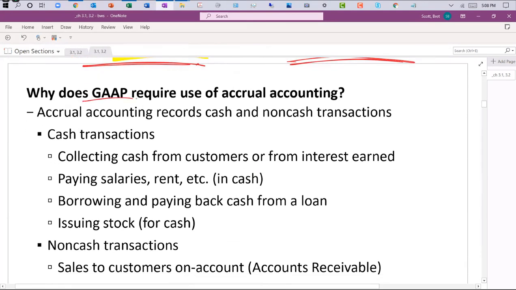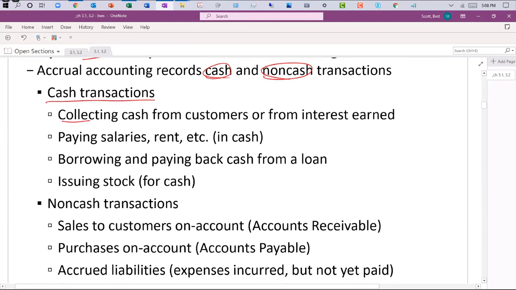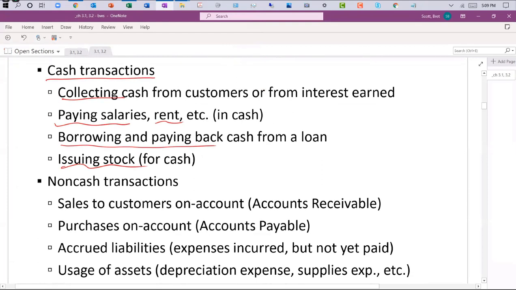Why GAAP? Well, accrual accounting records both cash and non-cash. Cash transactions you're probably familiar with already. It's the collecting of cash from customers or from interest earned. It's the paying of salaries. It's the paying of rent. It's the borrowing and paying back money from a loan. It's the issuing of stock for cash. Anytime cash moves, we'll capture that.